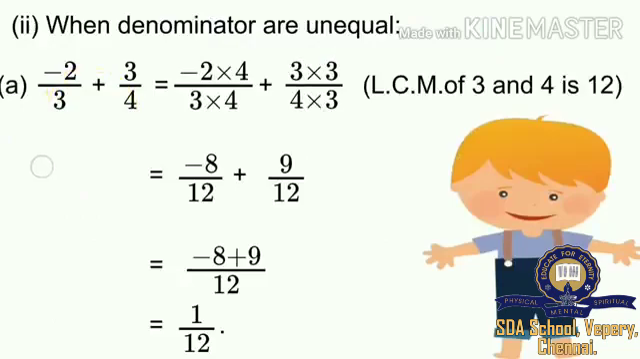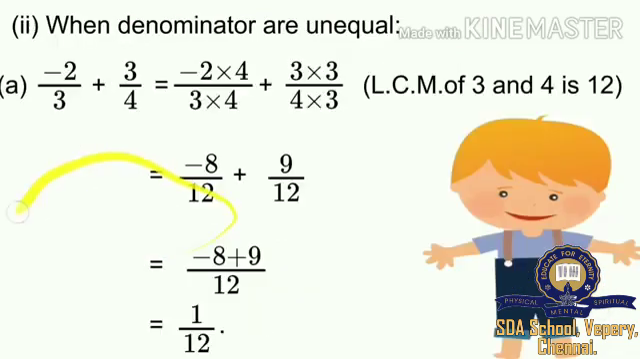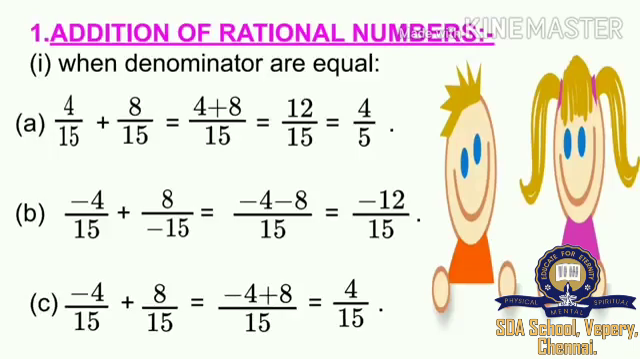In A, we see two positive rational numbers, in B, there are two negative signs, and in C, here we have one negative and one positive. So minus 4 plus 8 is equal to 4 divided by 15. Here it does not cancel, right? 4 divided by 15 will come in decimal, so we are leaving it like this.